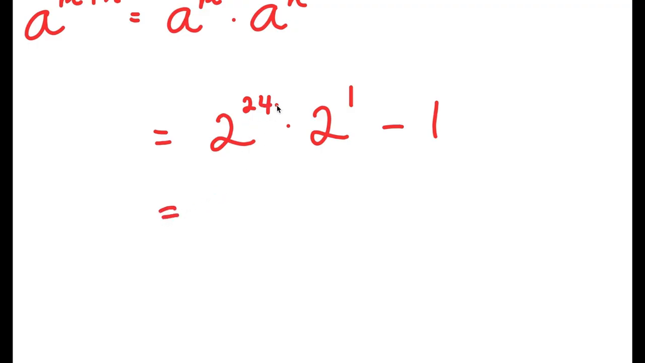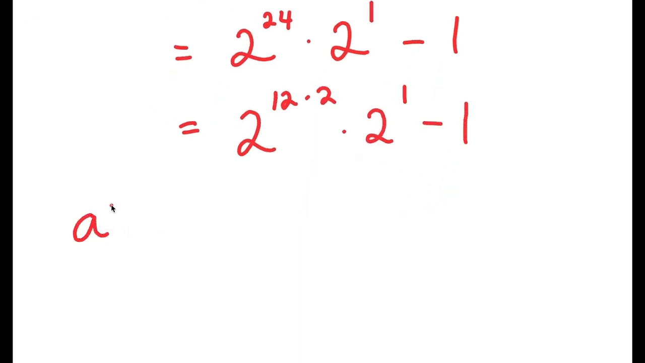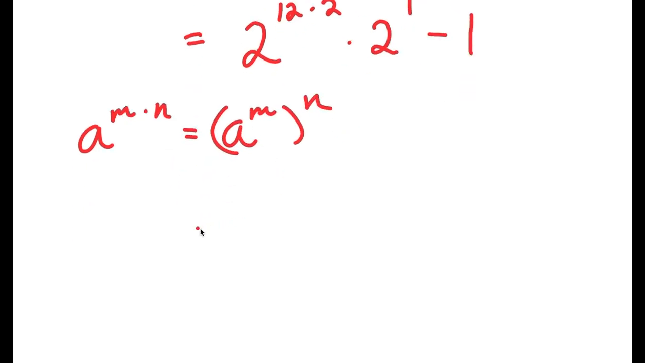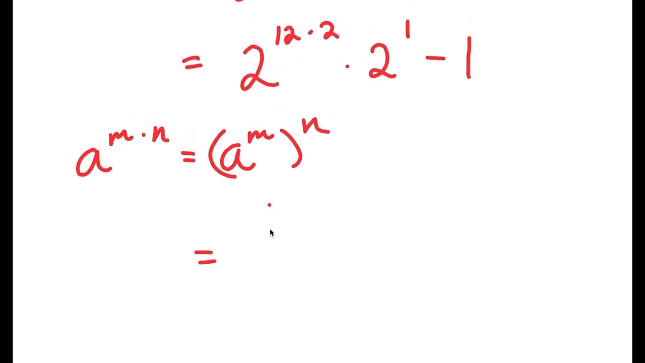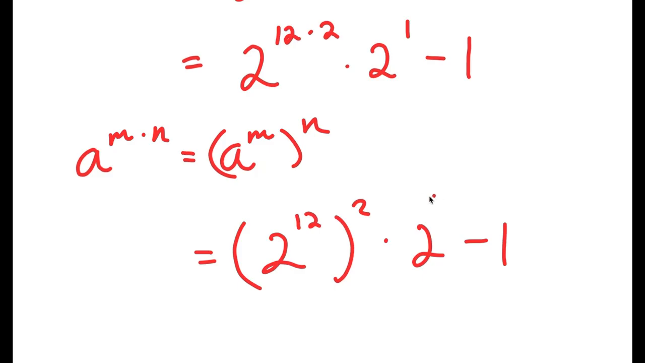So 2 to the power of 24, how do we simplify this and make it even smaller? I can rewrite this as 2 to the power of 12 times 2. And another property of exponents is that if I have something in the form a to the power of m times n, this is equal to a to the power of m, to the power of n. So 2 to the power of 12 times 2 is going to equal 2 to the power of 12, to the power of 2. And I have this times 2 minus 1.